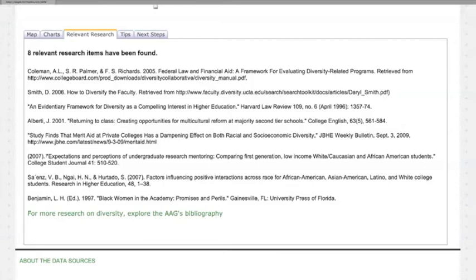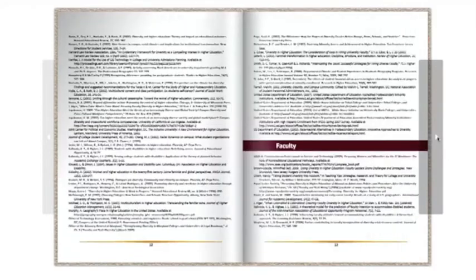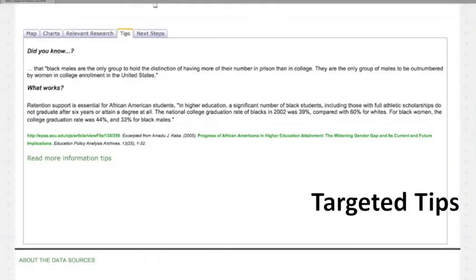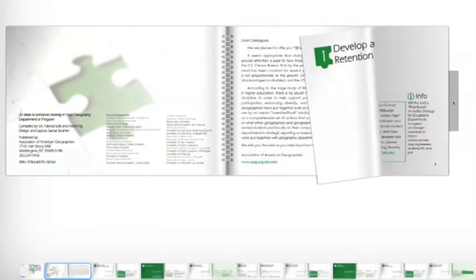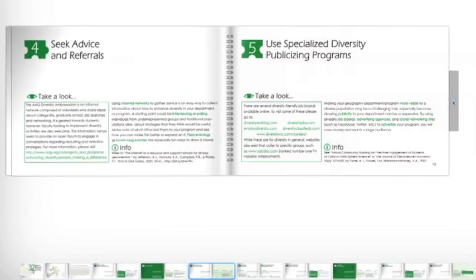These are pulled up according to the demographic profile of departments. We've also compiled a larger bibliography that you can look at by following the links from the toolkit. In addition, we've pulled out some of the important insights from this research into targeted tips that also come up according to the departmental profile. These tips are also compiled in a special resource, 32 Ideas for Enhancing Diversity in Your Department or Program.